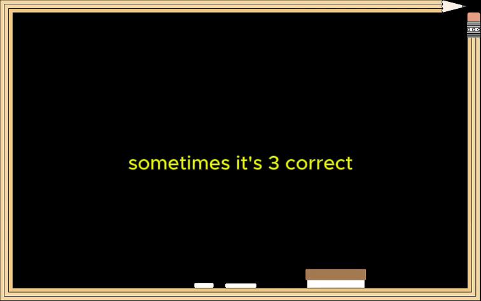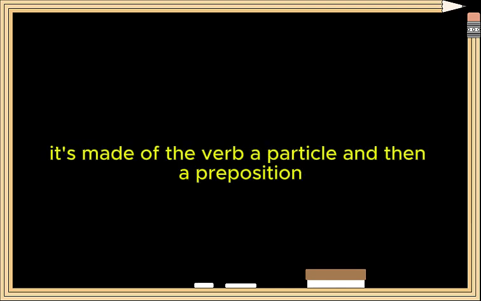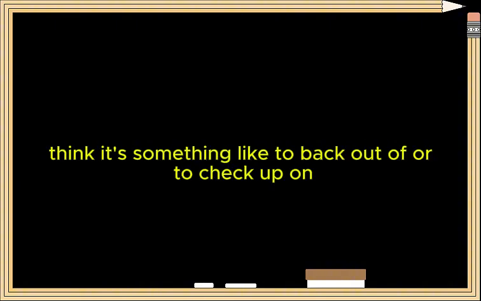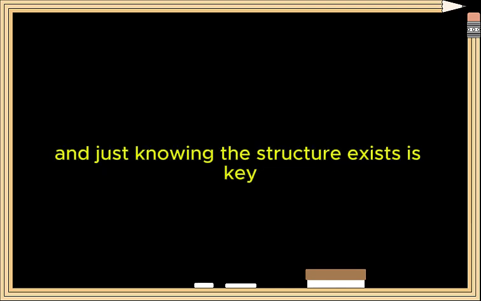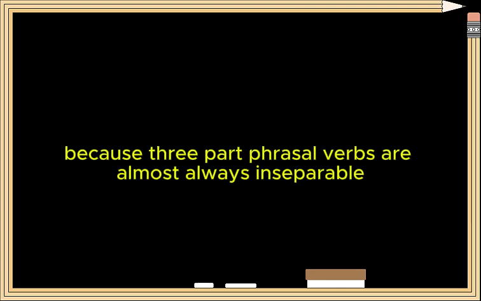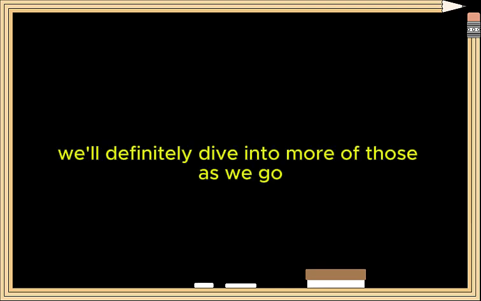Sometimes it's 3. Correct. When you run into a 3-part phrasal verb, it's made of the verb, a particle, and then a preposition. Think something like to back out of or to check up on. Okay. Verb, particle, preposition. Right. And just knowing the structure exists is key because 3-part phrasal verbs are almost always inseparable. The whole phrase is fused together and acts like a single unit. We'll definitely dive into more of those as we go.